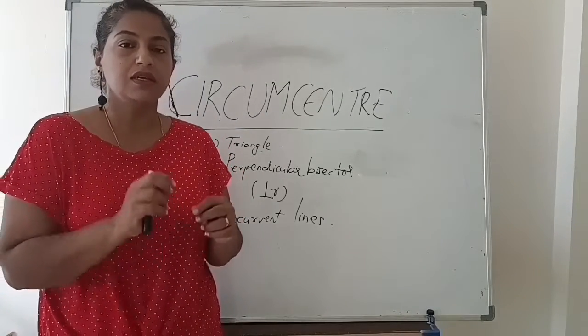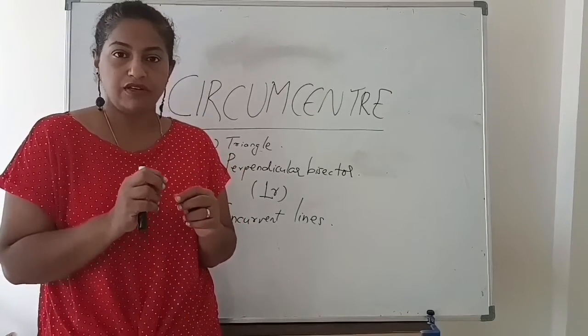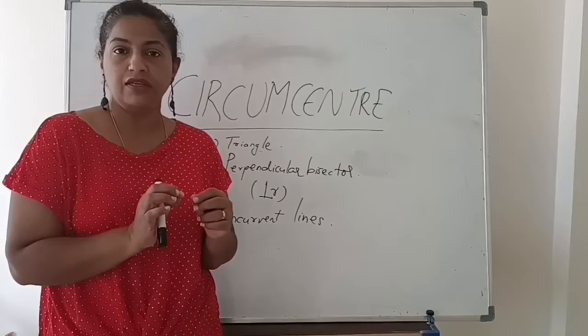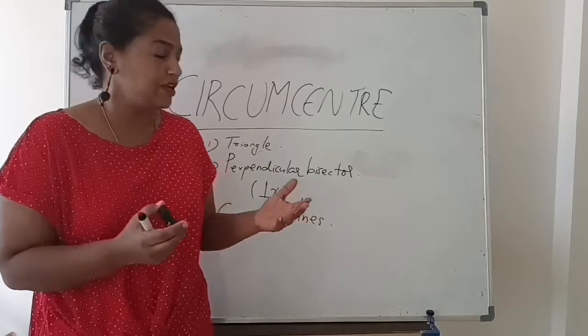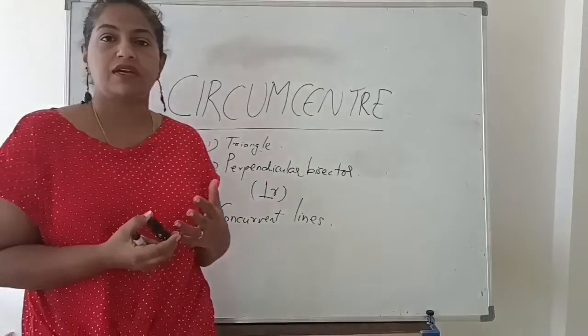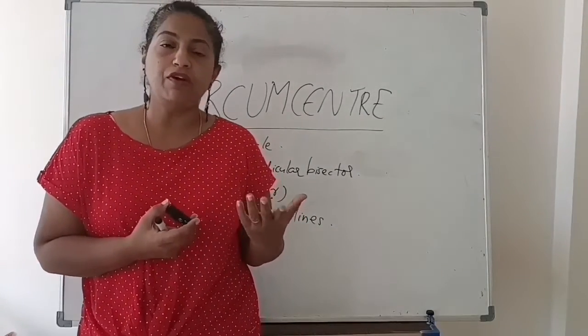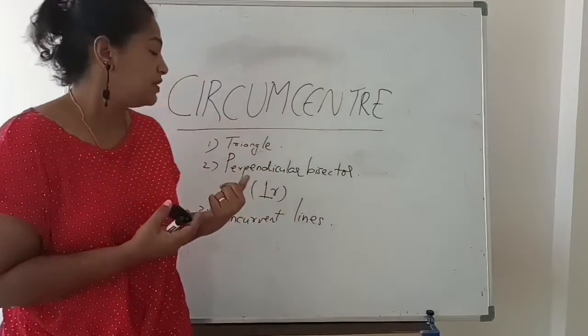Before we start the class, there are a few terms that you should already be familiar with when you are starting the concept of circumcenter. The first one, it is very obvious, a triangle. A triangle is a closed figure made up of three straight lines.